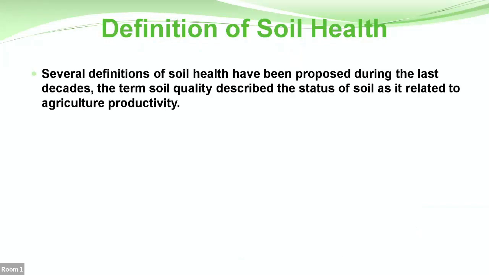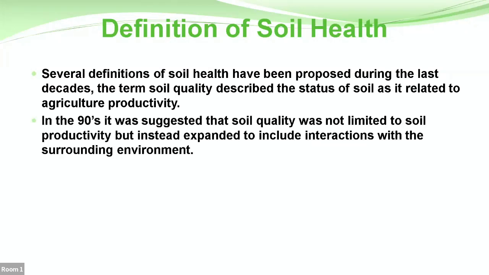So, definition of soil health. Several definitions of soil health have been proposed during the last few decades. Still a lot of confusion on that, but we're getting to understand it a little more. In the early 90s, it was suggested that soil quality was not limited to soil productivity, but instead expanded to include interactions with the surrounding environment. By the mid 90s, the soil health term was introduced. This was a program to assess and monitor soil health. And at this time, the terms quality and health were used synonymously. And that's the problem even today to some degree.